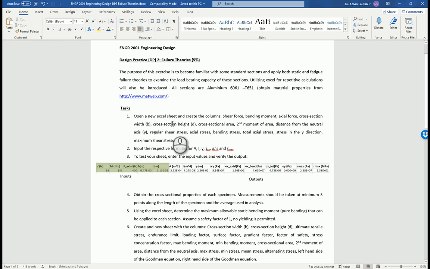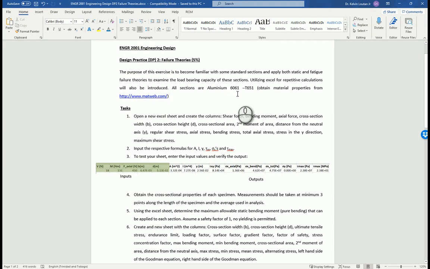In this exercise, normally the groups are each given three aluminum members of different cross sections. They're all rectangular solid sections with different dimensions. They're given measurement instruments and are asked to measure the specimen at 3 points and find the average, so that you could get the width and the height of the specimen. They're all aluminum, right?